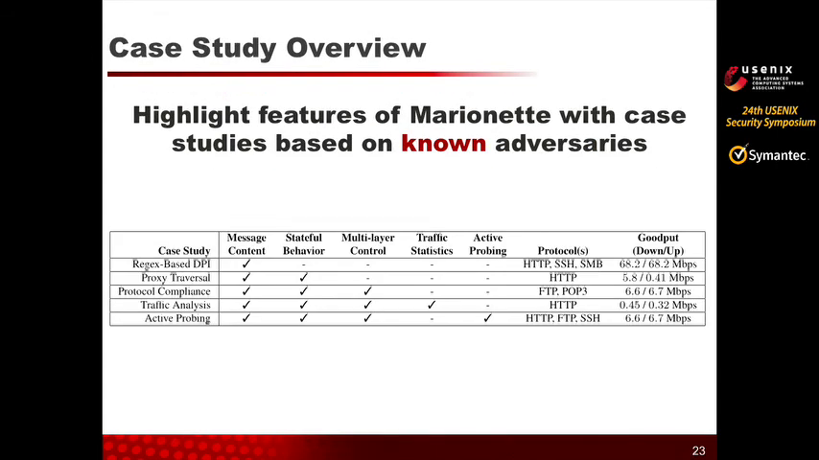All right, so now into the case studies. This is going to be relatively brief. There's a lot of case studies. First thing I want to point out is some of what I would probably call adversaries here, which is basically DPI all the way on the left with message content, stateful behavior, which is closer to the proxy traversal case, and some of the protocol compliance stuff. Multi-layers, which is dependencies between different TCP connections, traffic statistics, and obviously active probing.